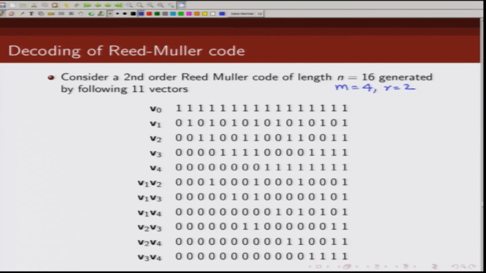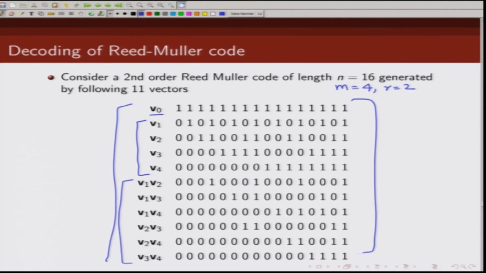to 2. So, in other words, the generator matrix will then consist of V0, all the first order Vi's, and these Boolean products of order 2. We already know how to get this V1, V2, V3, Vm. We just talked about that earlier, and we also know how to compute the Boolean product. So, this is essentially our generator matrix G of a 2-4 Reed-Muller code.